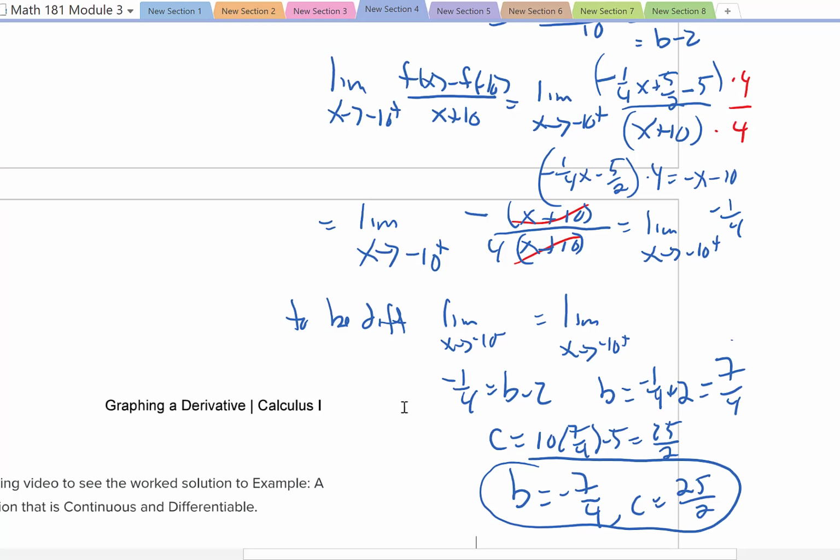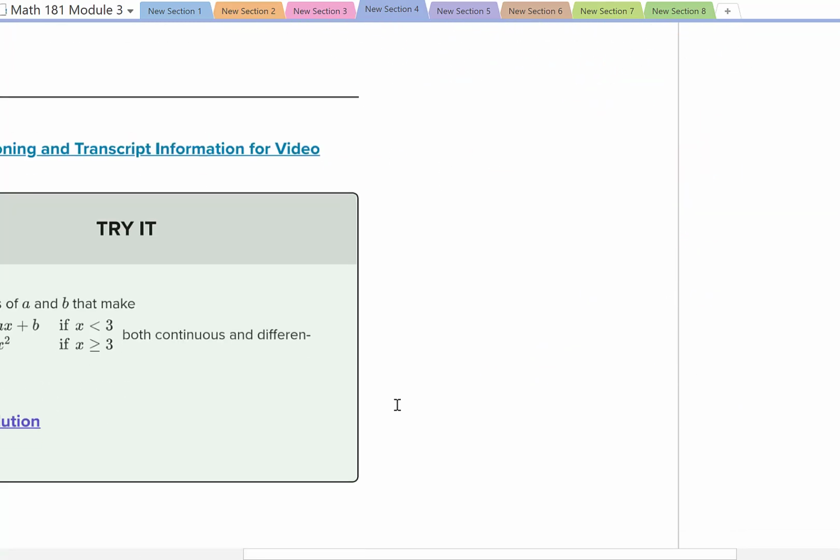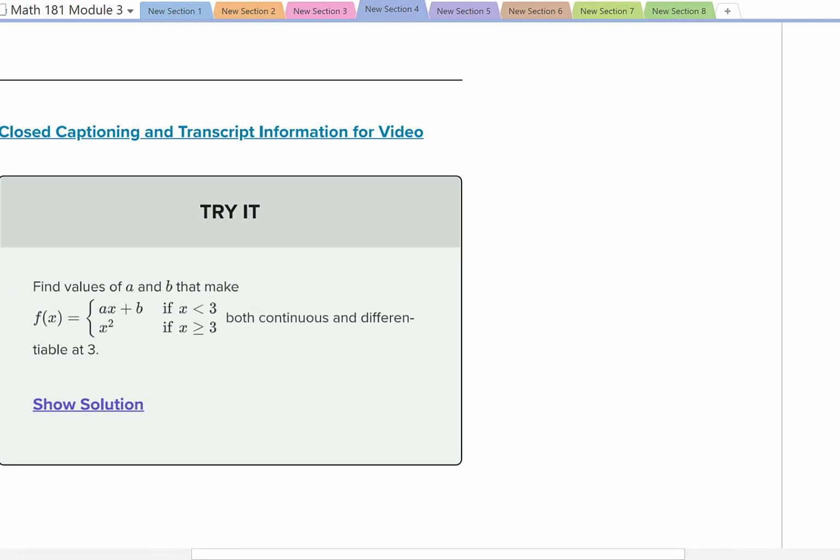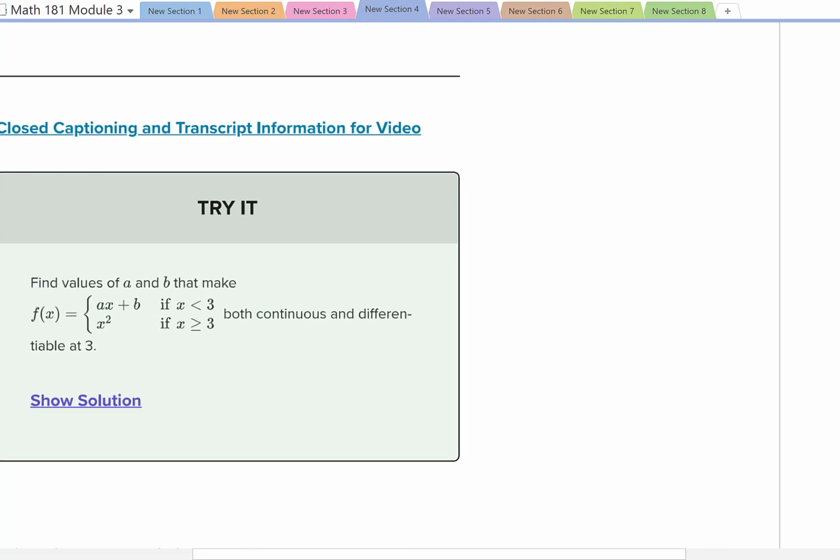Okay, let's try another one. In this problem, find the values of a and b that make f of x equal to ax plus b if x is less than 3, and x squared if x is greater than 3, both continuous and differentiable at that change point, which is 3. So this one, after seeing the last one, you think, oh my gosh, this is the worst problem in the world, but it doesn't have to be.